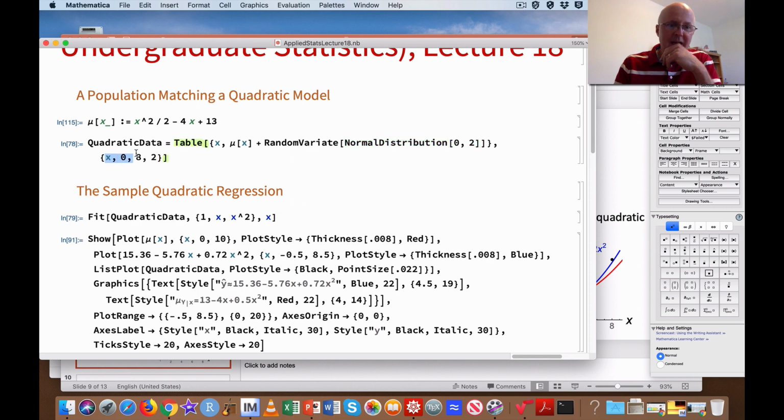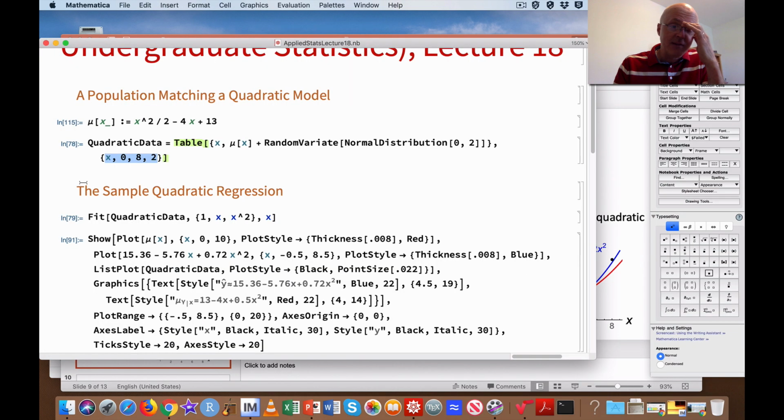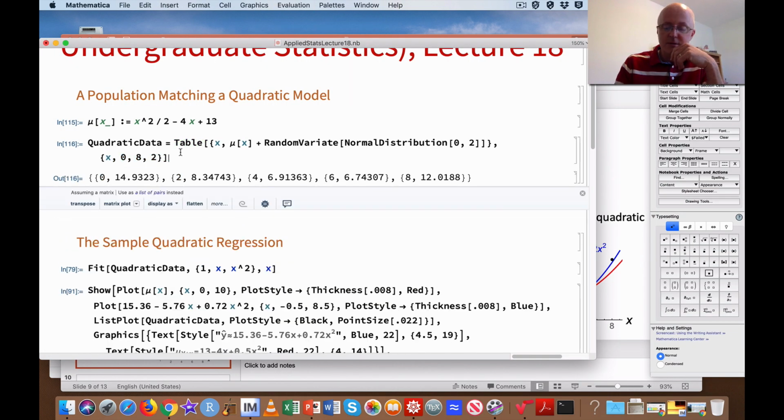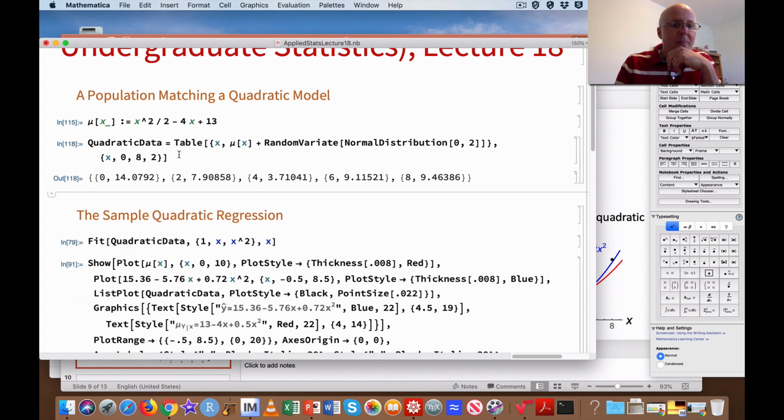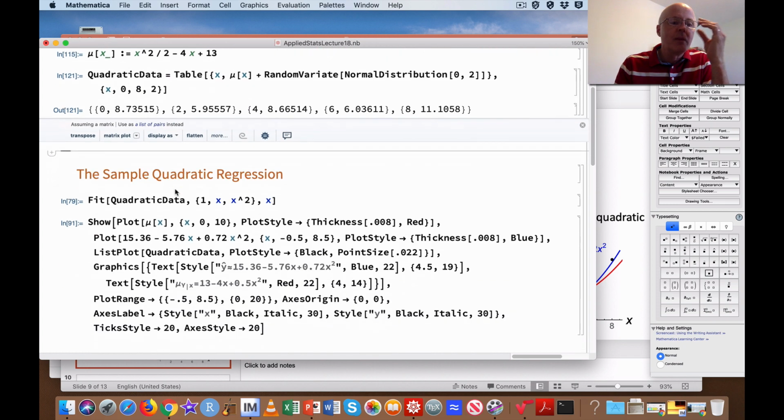X going from 0 to 8 in increments of 2 is what this means. But I'm going to get different numbers than I have in this PowerPoint. Just realize that, okay? It's okay. You don't need to have the same numbers as I have in the PowerPoint. In fact, that's a good thing. Every time I enter this, I get a different set of data. That's okay. In a sense, it's good for the purposes of simulation.